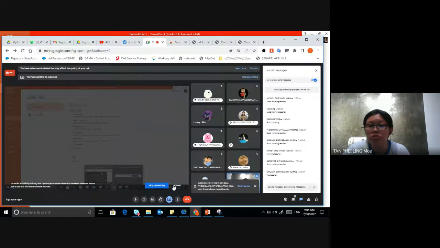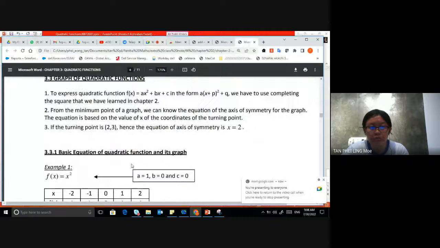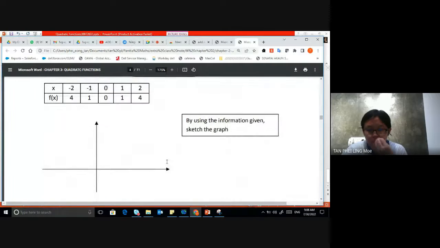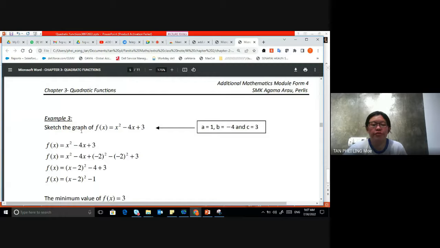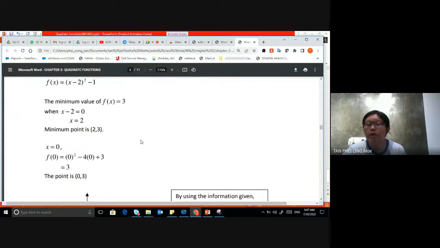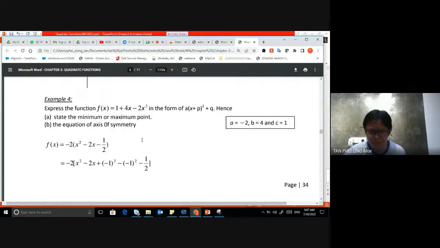So now I want to go on to the next part, which is to sketch. So this part we are done. Now we go on to the graph. For graph, you will be asked to sketch the graph. How many steps are there in sketching the graph? What you are learning today are usually exam type questions.